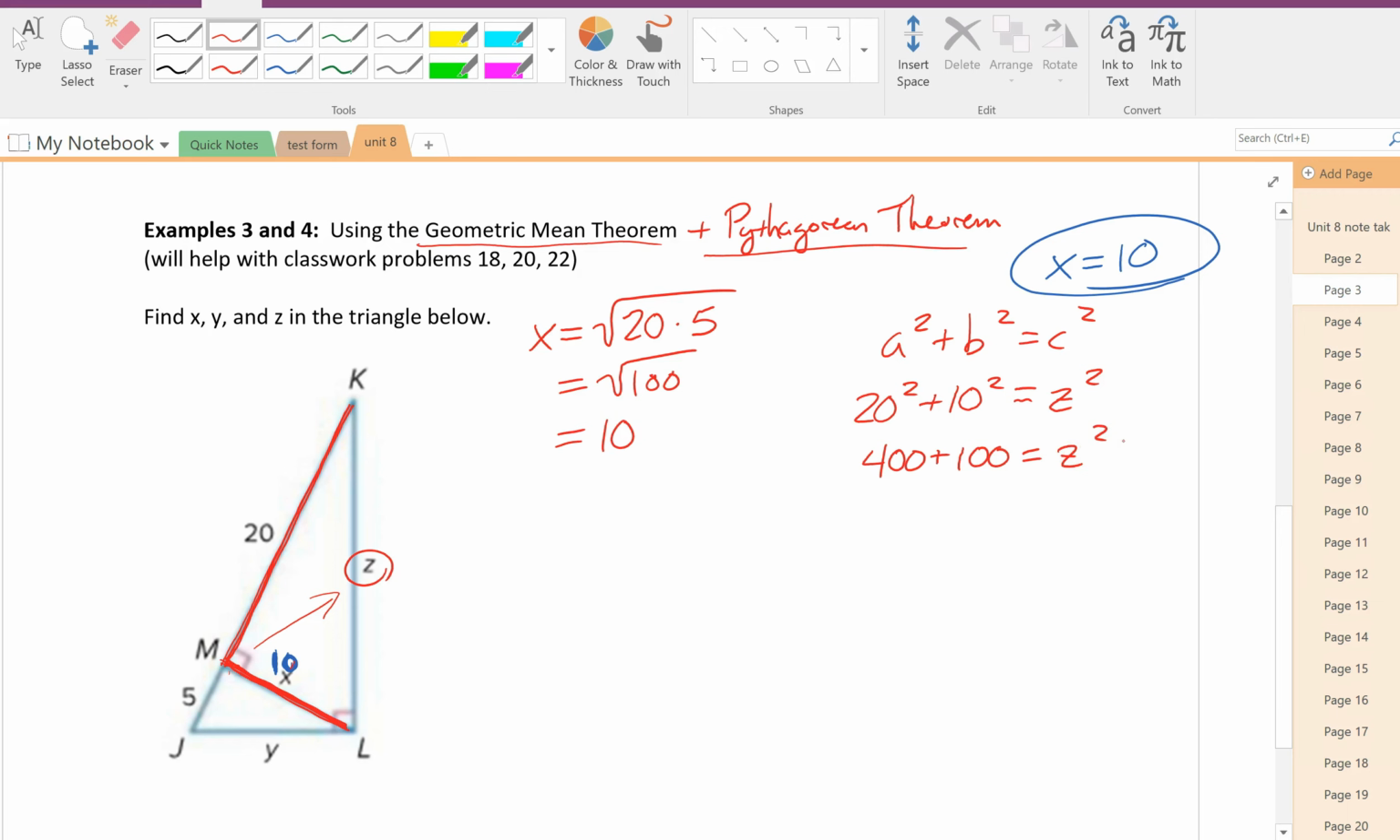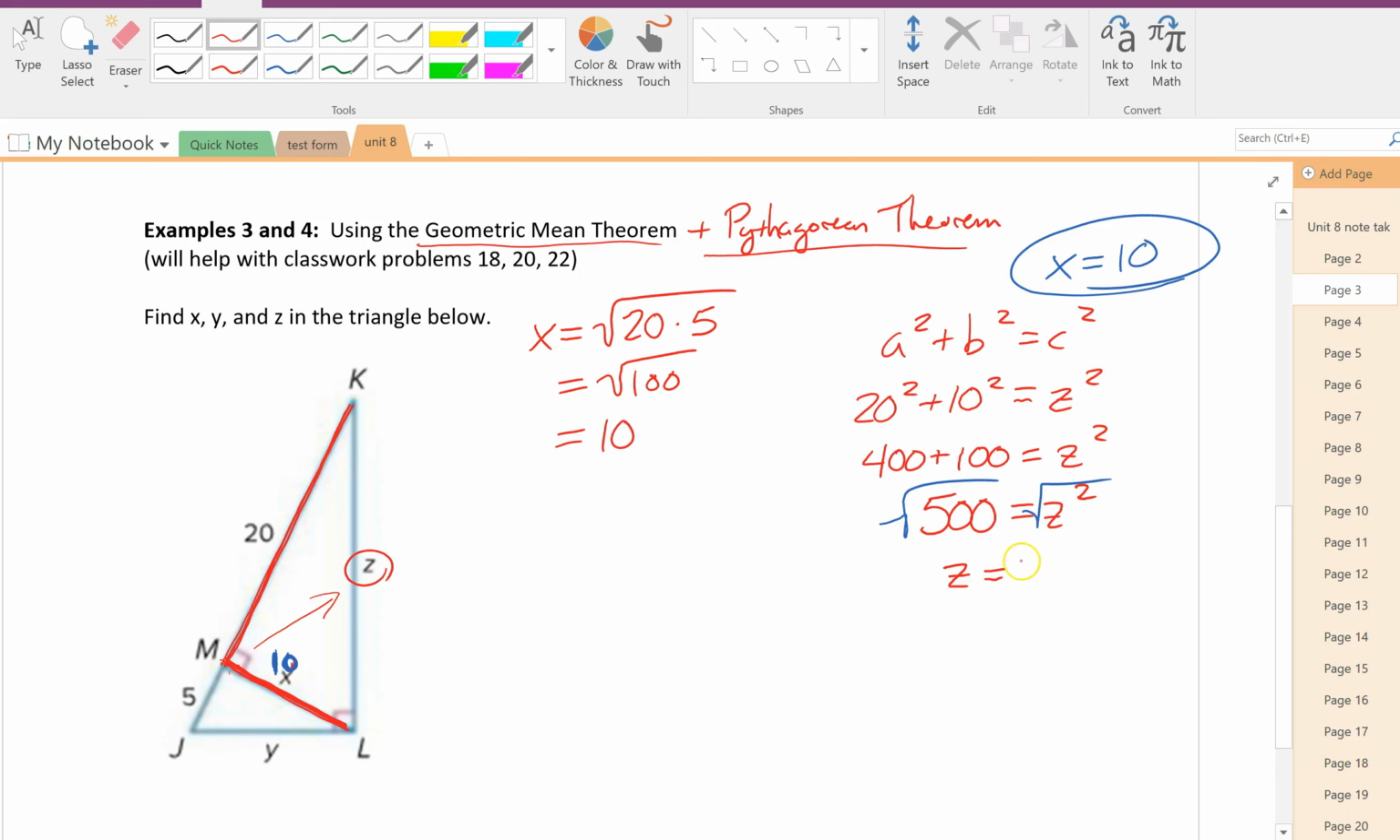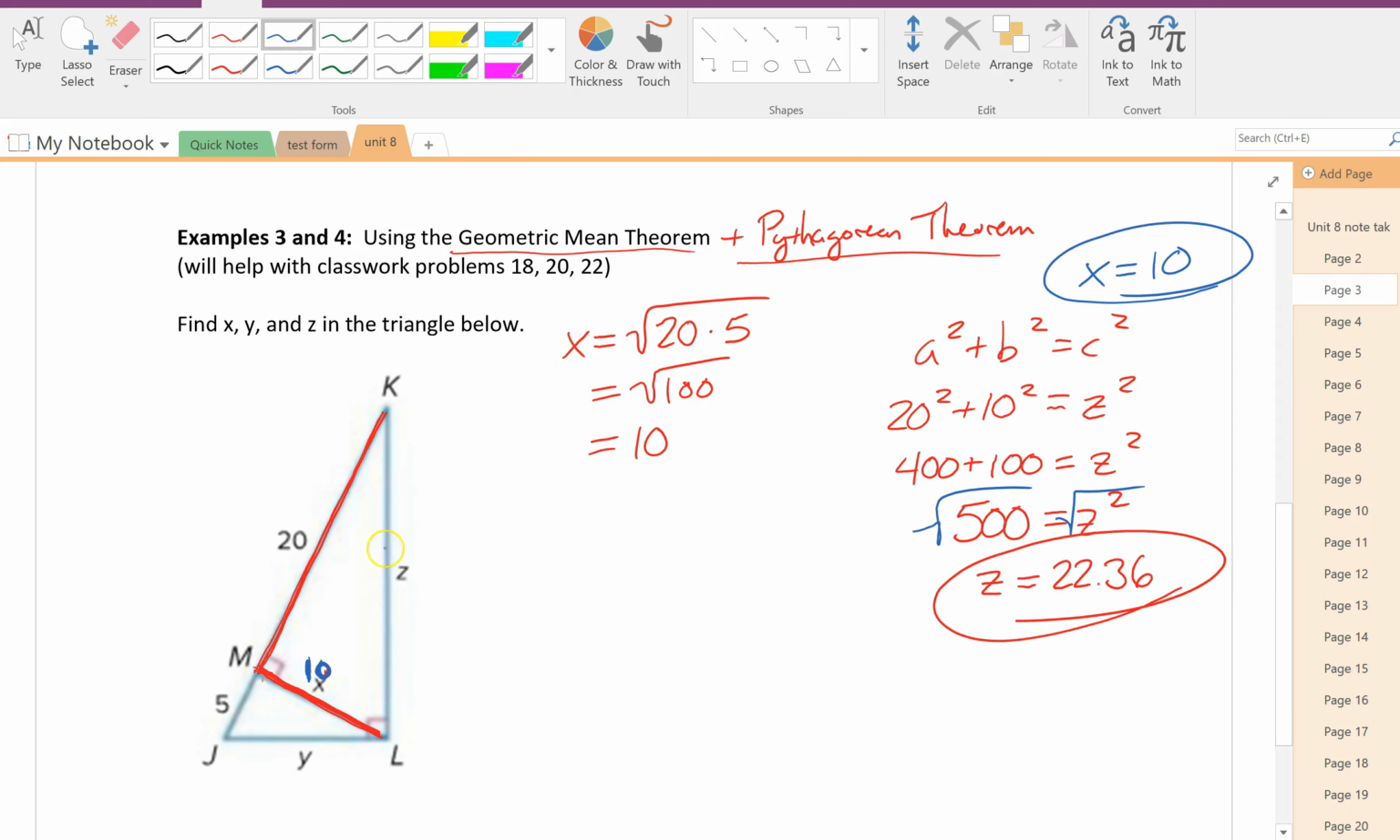I haven't taken the square root of anything yet, so z squared has to say z squared for now. 400 plus 100 is 500, still equal to z squared. Now is when I'm going to take the square root of both sides. So the square root of z squared is just z. Square root of 500, I'm going to use my calculator, and it's 22.36. So z is going to be 22.36. So now I found two of the three variables. I'm going to come over here and I'm going to label this as 22.36.